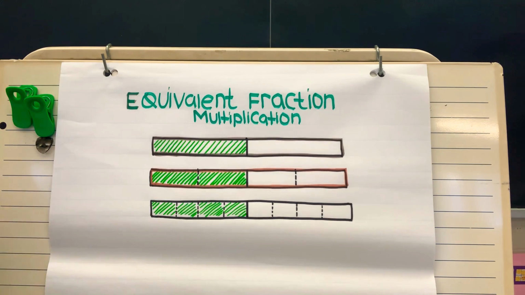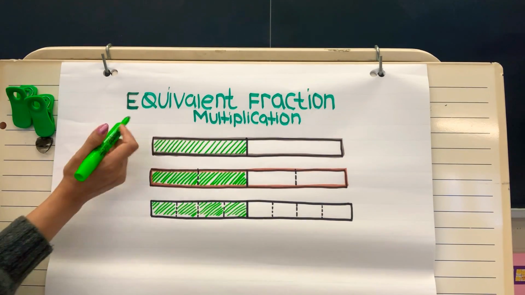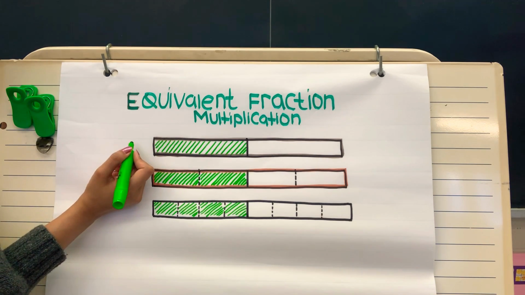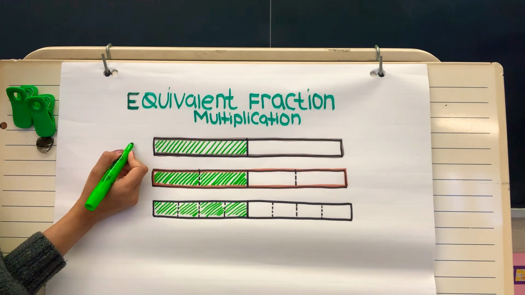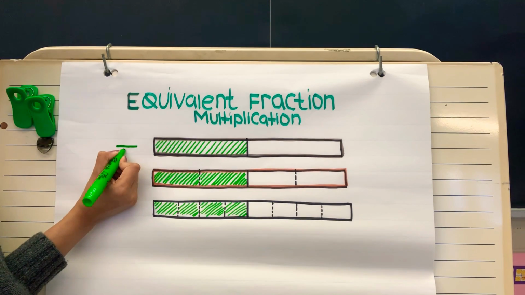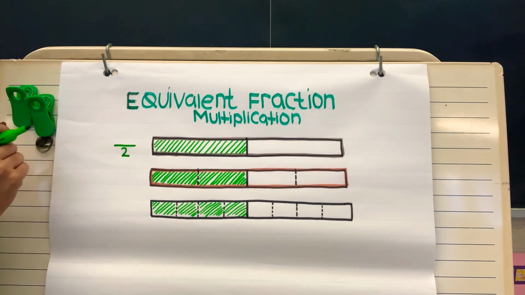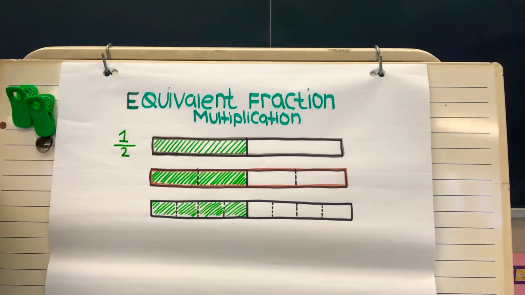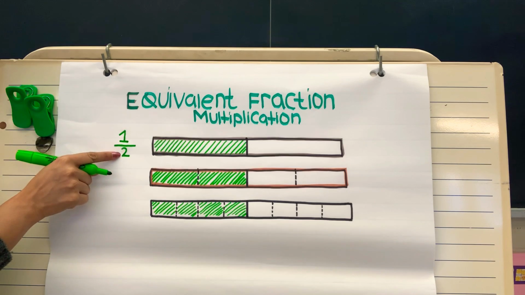Okay, so watch this. I'm going to write this down. If I had to write the fraction for this, what should I have? If you know it, do follow along, or you can say it. How many parts do I have altogether? I have 2 parts. That's my denominator. How many parts are shaded? I have only 1 shaded part. So my fraction will be 1 over 2.